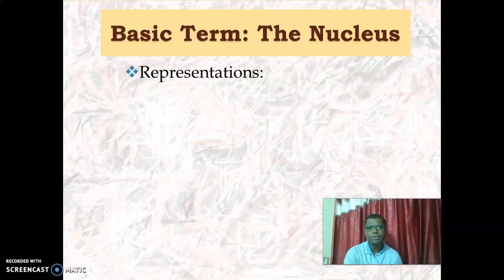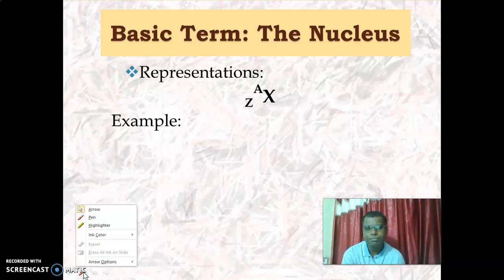Whenever you want to represent the nucleus of any atom, we require two terms: one is the mass number, and the other is the atomic number. This is the way of representing the nucleus of a particular atom with mass number A and atomic number Z, while X is the nucleus of the particular element. So this is the nucleus of a particular atom. A is the mass number and Z indicates the atomic number.